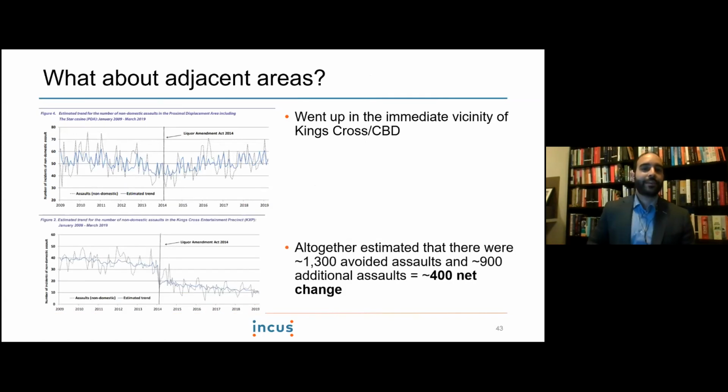And if you compare them side by side, the researchers who were evaluating the initiative and the effectiveness worked out that there were 1,300 fewer assaults in the King's Cross area, but 900 additional assaults in the adjacent areas. So the actual net change was 400. So a really great example of displacement.